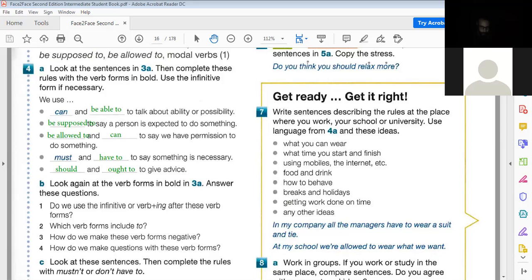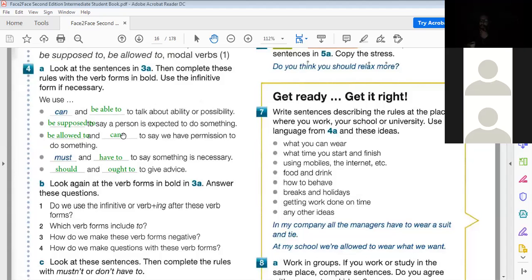And we also have to be allowed to. And when we say be allowed to, or when we say can, this means you have permission. Okay, so we talked about to be supposed to, be allowed to, and can, it's to show permission. So if you can do something, or if you're allowed to do it, we say can and allowed to. So you can say Ahmed is allowed to play video games after his exams. So he's allowed to do that.